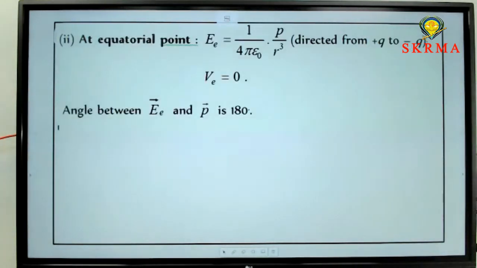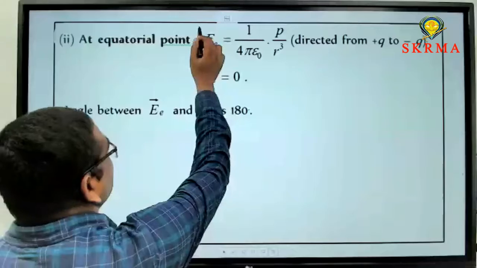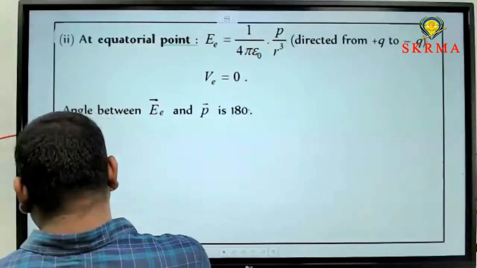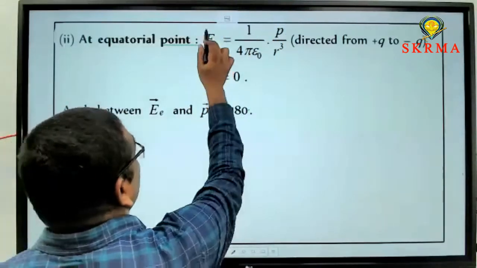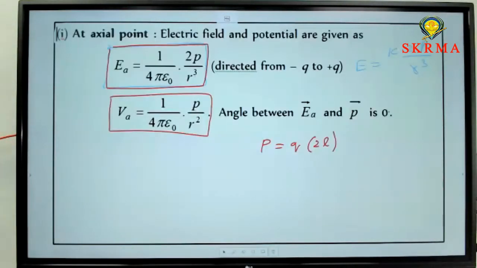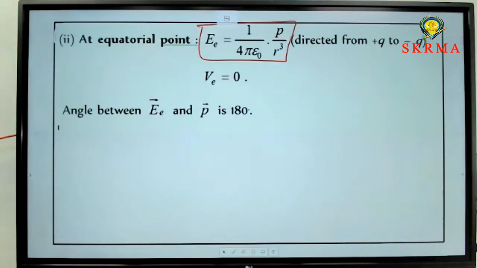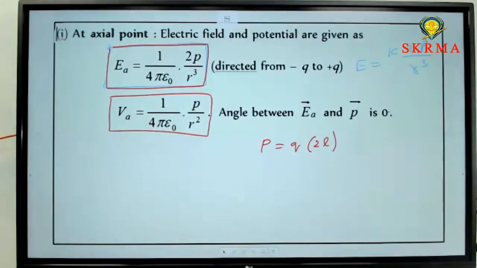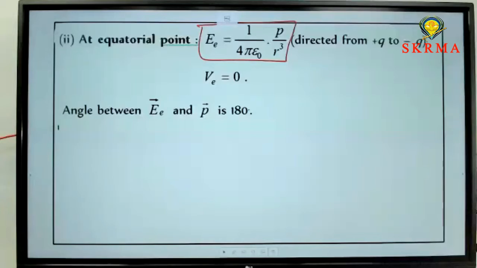Next one. On equatorial line, electric field is 1 by 4 pi epsilon naught p by r cube only. In previous case, 2p by r cube. Here, p by r cube. Check it once. In previous case, electric field is 2p by r cube. Now on equatorial point or perpendicular bisector, p by r cube only.